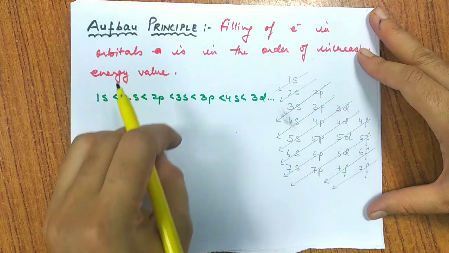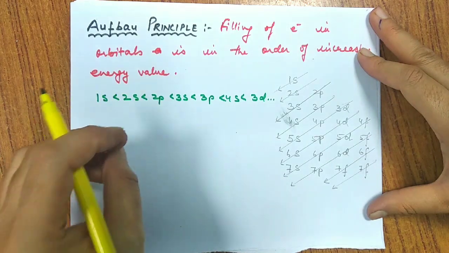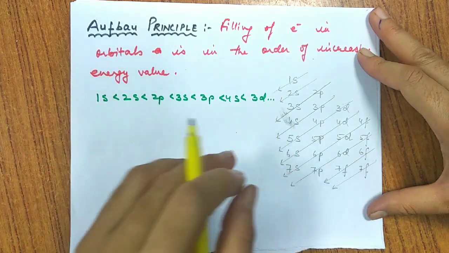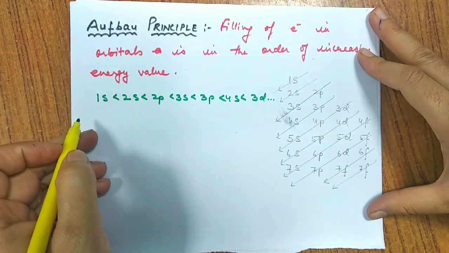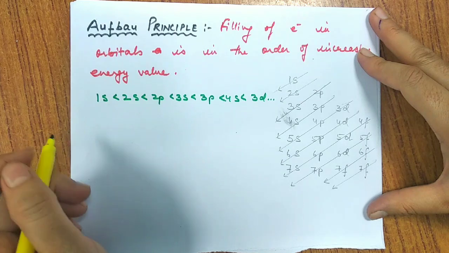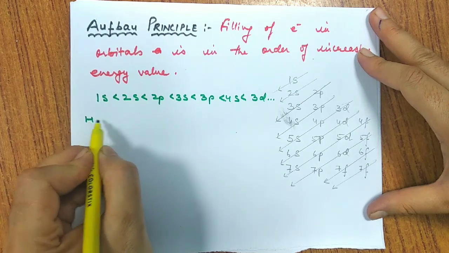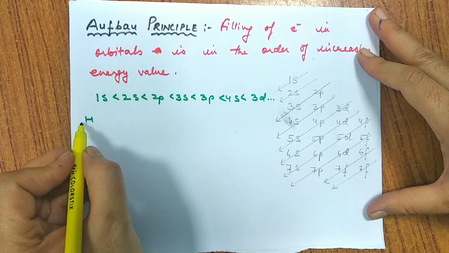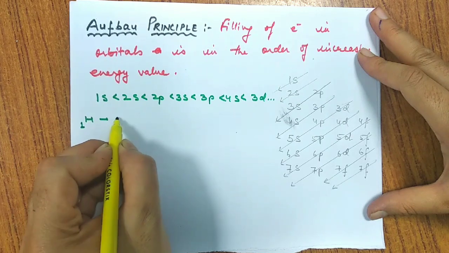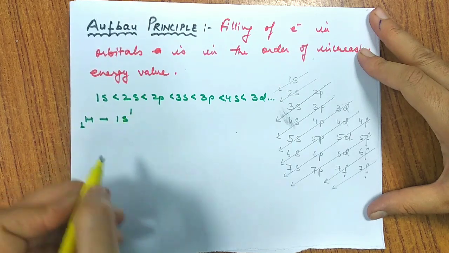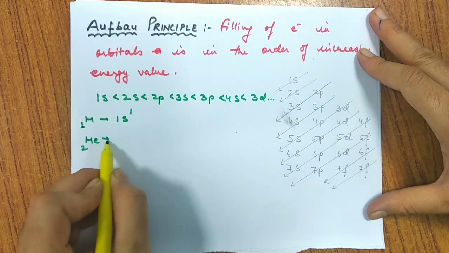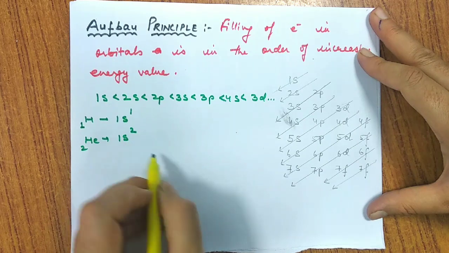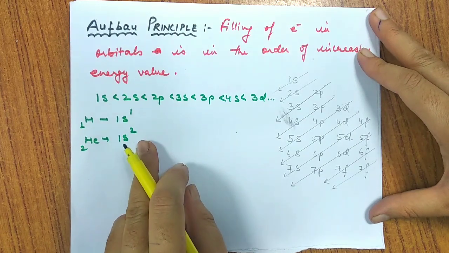So this order has to be remembered starting from 1s at least, so that you can fill up to 30 electrons in an atom. Suppose you would like to fill electrons in a hydrogen atom, which has only one electron. How do I start? 1s will go with one electron. If I move to helium, which has two electrons, 1s will go with 2 electrons. So the superscript shows the number of electrons.